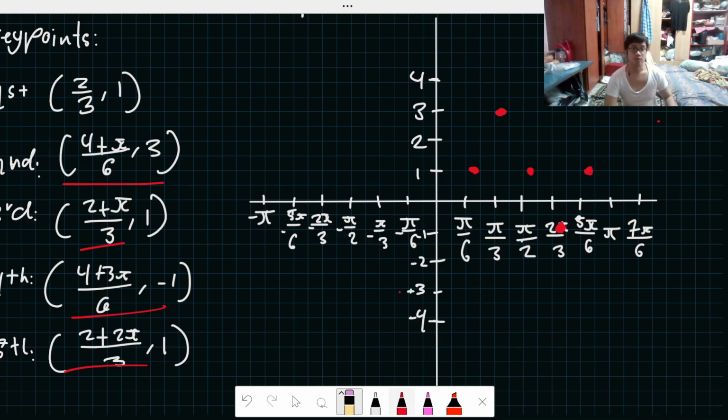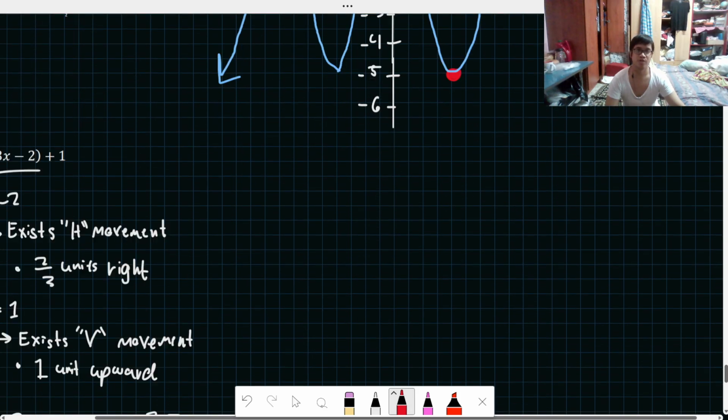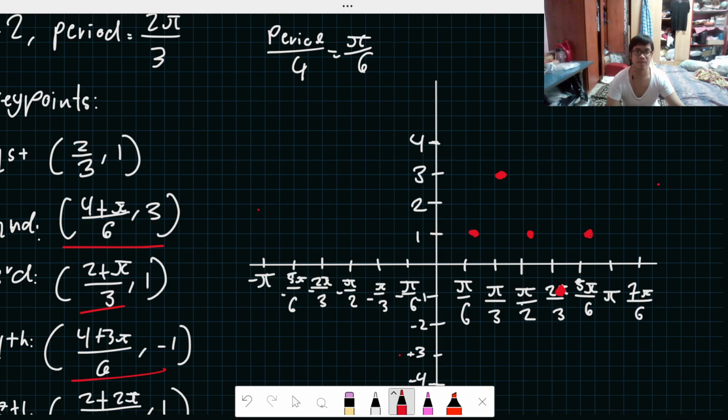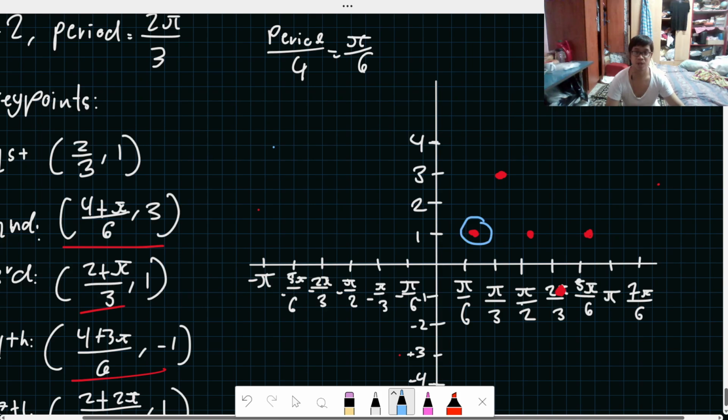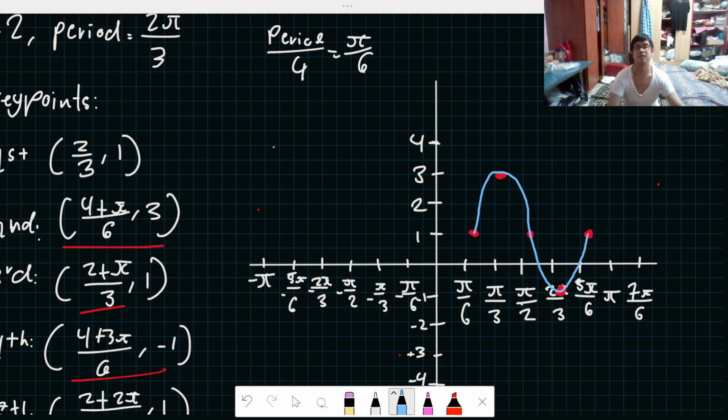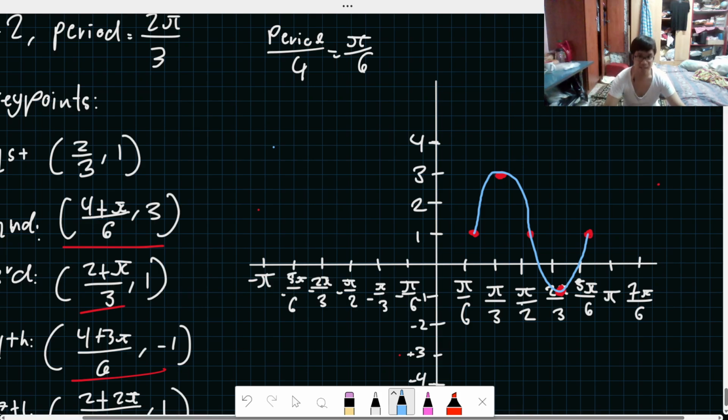Now, what we're going to do is trace them. Wait, what color did I use? Oh, it's blue. So by tracing them, start from here. This is your first key point. From here, going up, going down, down, then up. That's it. Then let's expand it.